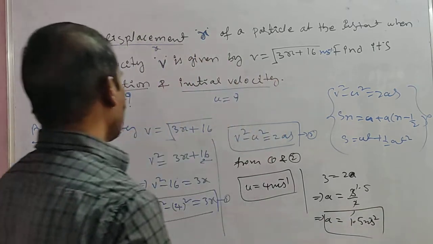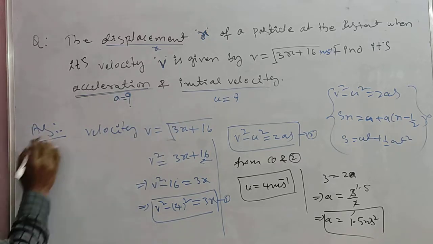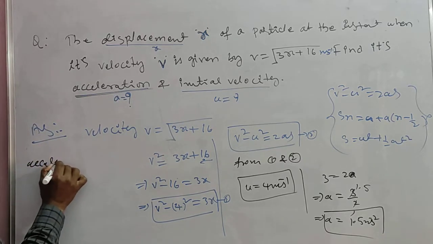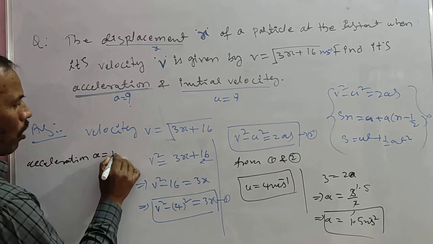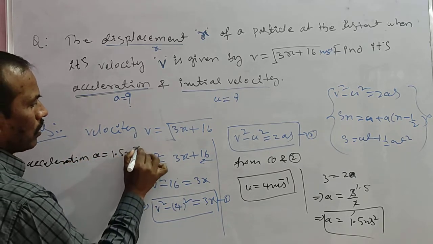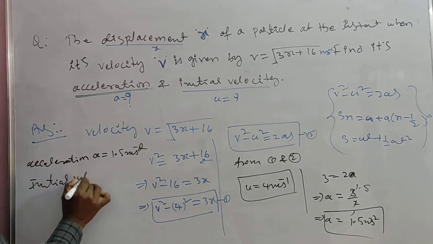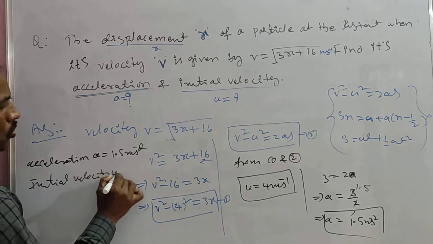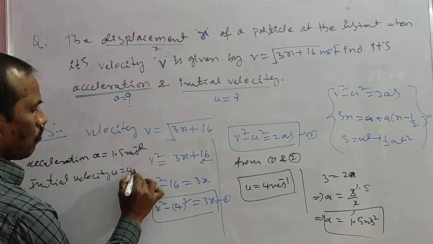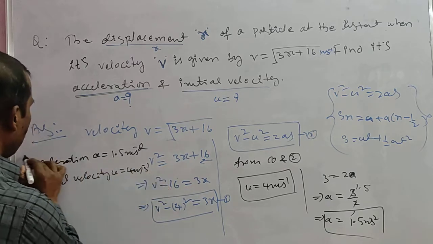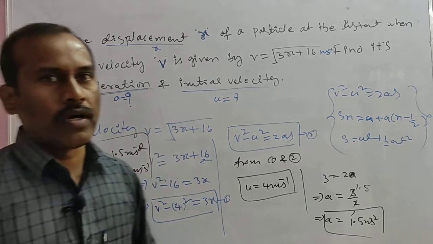So the answers: first of all, the acceleration a is equal to 1.5 meter per second square, and the initial velocity u is 4 meter per second. This is the answer. Very simple, once you compare with the given problem.